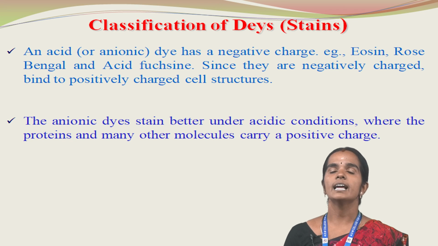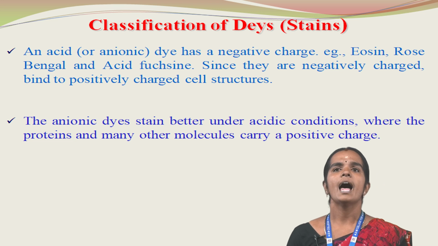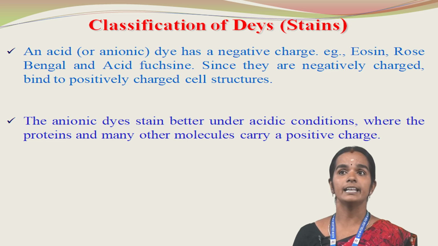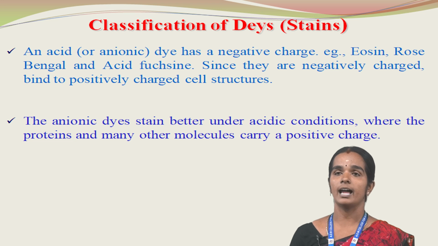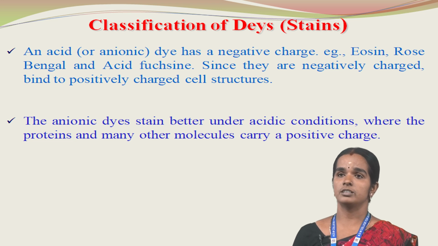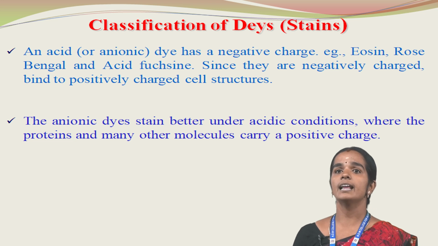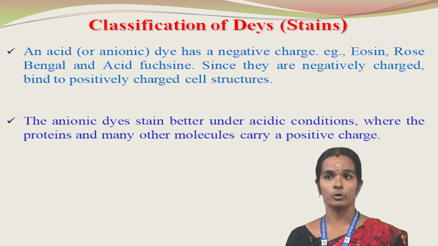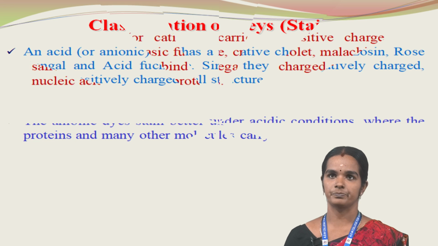This is the classification of dyes. Dyes are also called stains. An acid dye has a negative charge, for example, eosin, rose bengal and acid fuchsin. Since they are negatively charged, they bind to positively charged cell substances. The dyes stain better under acidic conditions where the proteins and many other molecules carry a positive charge.